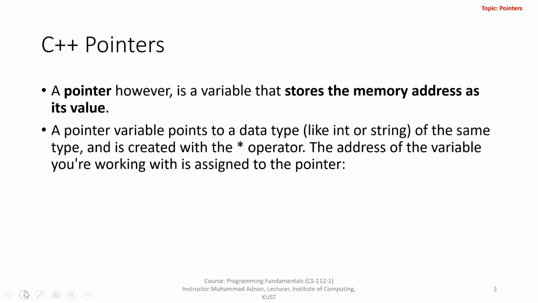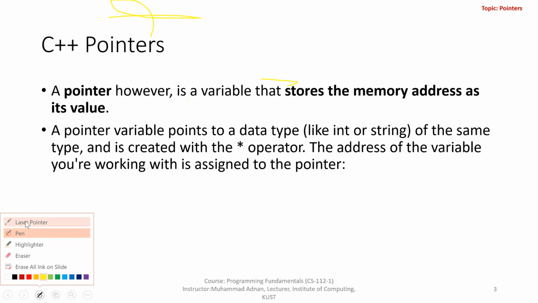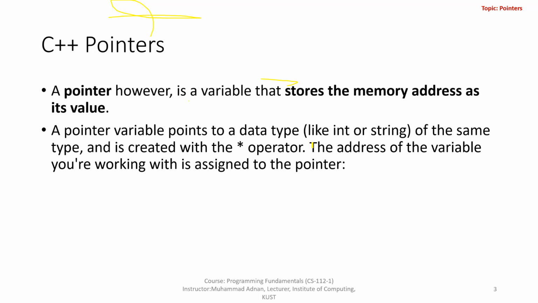So this sentence is important. Let me change the pointer. It's a laser pointer. No, this is also not good. Highlighter is better. So the address of a variable you are working with is assigned to the pointer variable. So a pointer is a variable capable of storing an address.